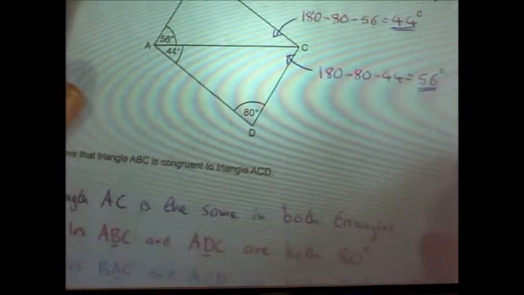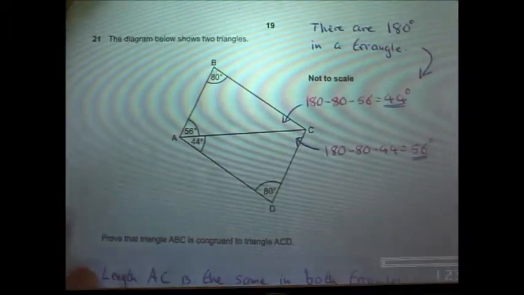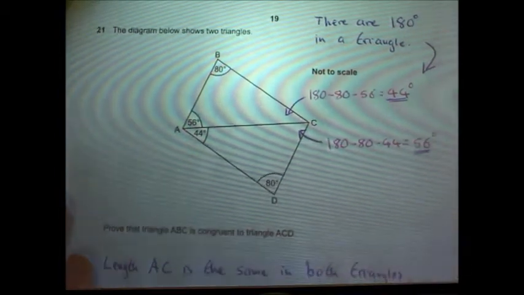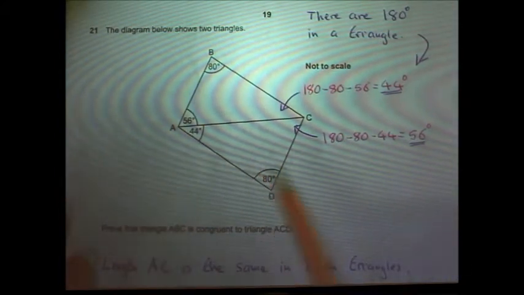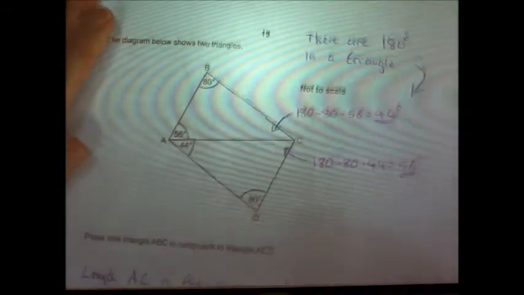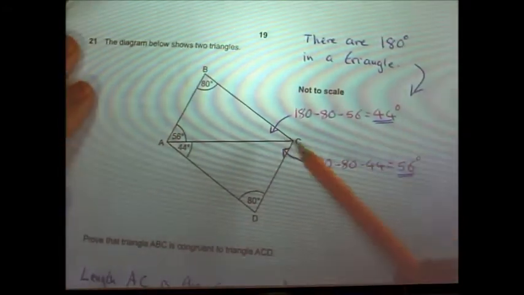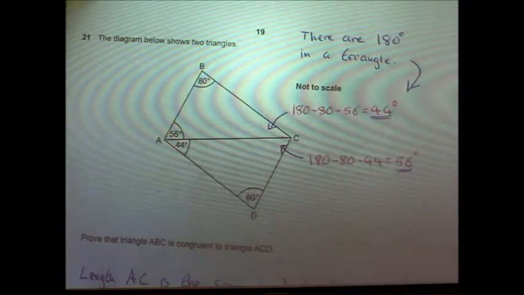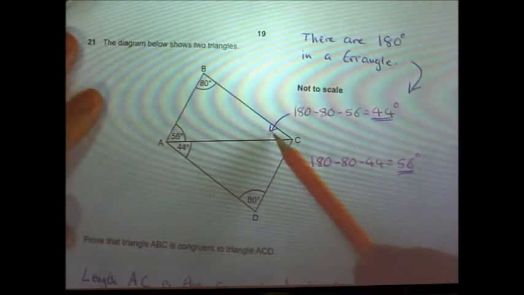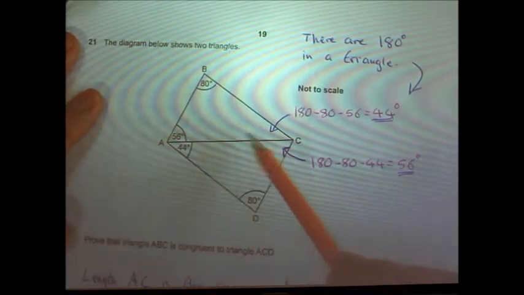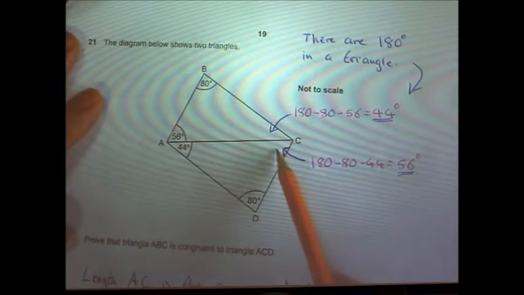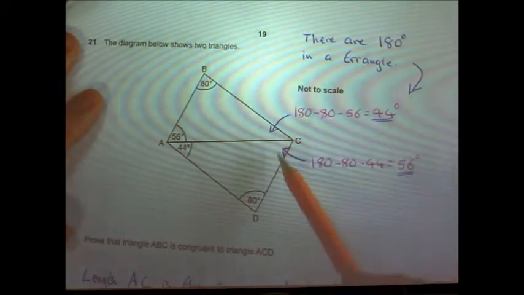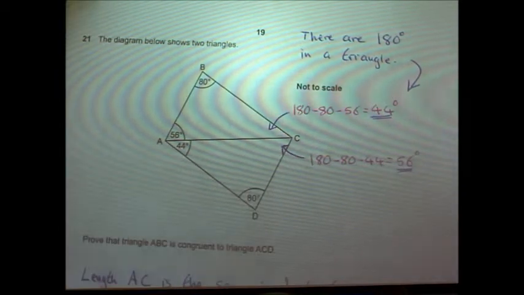Right, question 21. The diagram below shows two triangles. Prove that the two triangles are congruent, and congruent means that they are the same. You might not have a clue what congruency means, but there's marks in it for you. There's a couple of angles here. Work them out, because you've got 180 degrees in a triangle. I've worked them out. That one's 44, that one's 56. And because there's 180 degrees in a triangle, that's my reason for it. You'll get 1 mark for doing that.